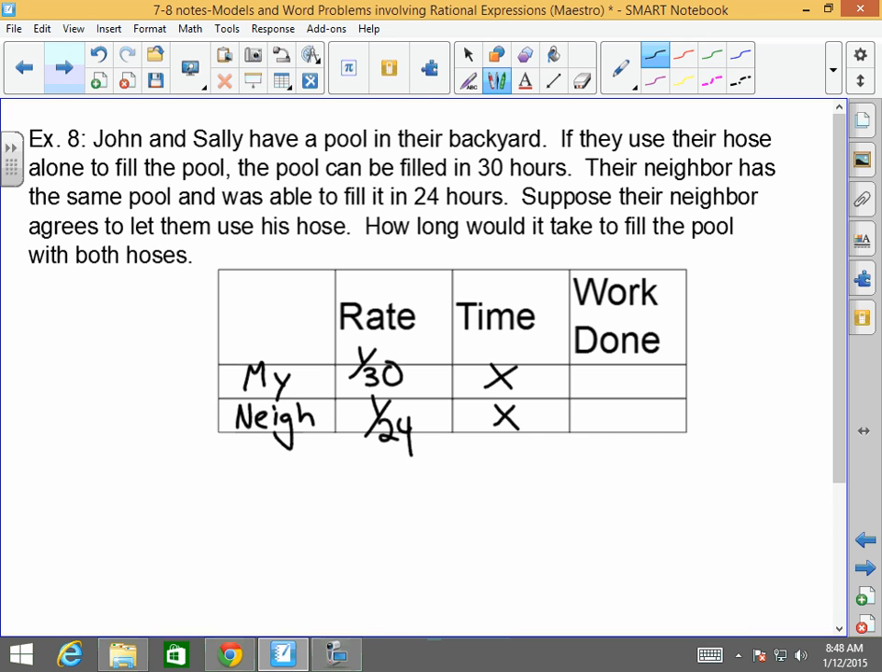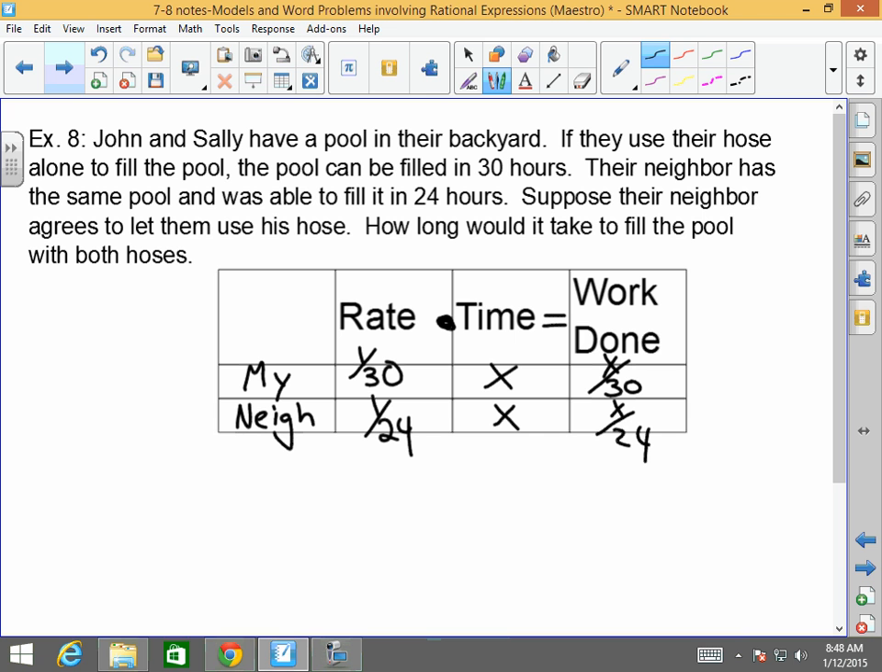How much work was done by each individual hose? Well, x over 30 and x over 24. Again, why? Because rate times time equals work done. Kind of like distance: rate times time equals distance. But this time we have rate times time equals work done. Does that make sense so far?